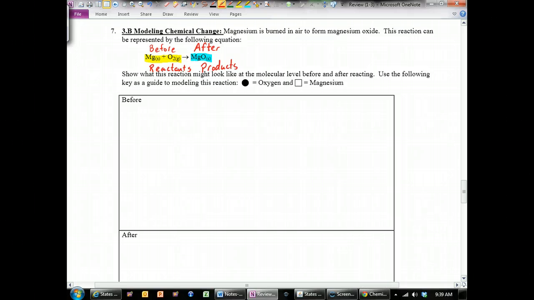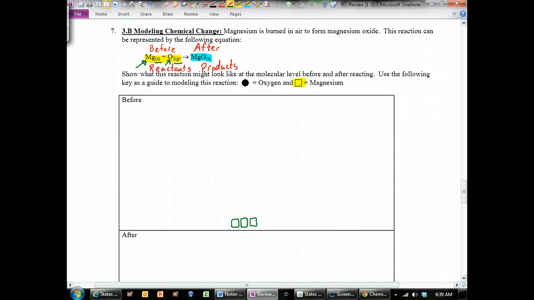So when we're trying to model what it looked like in the beginning, we've got Mg that's a solid and O2 that's a gas. So let's start with the magnesium. In this example, magnesium's going to be modeled with a square. So if I want to show a solid, I want to show them connected together. That's why I'm drawing the squares right next to each other.